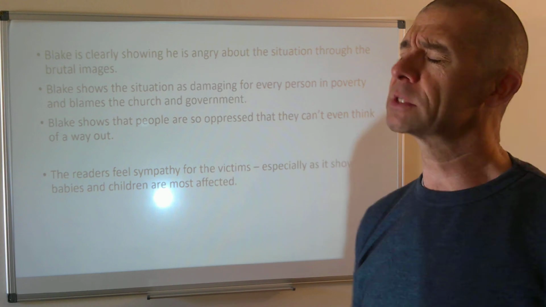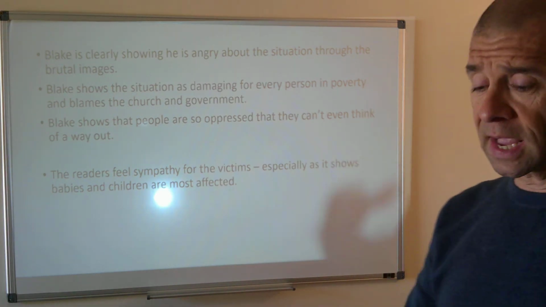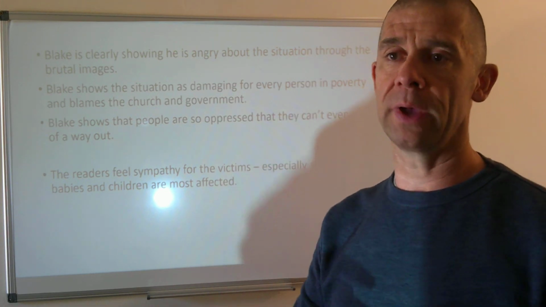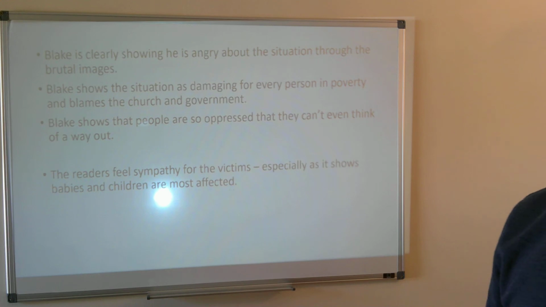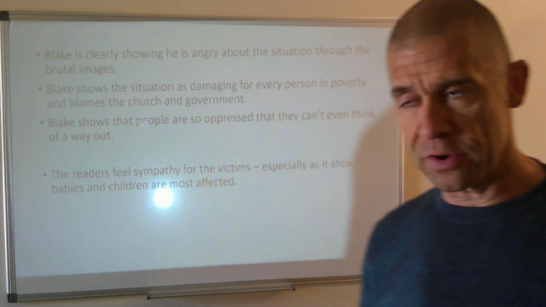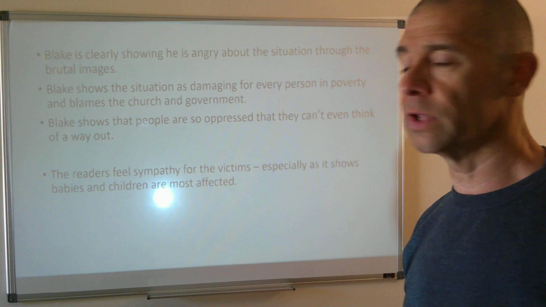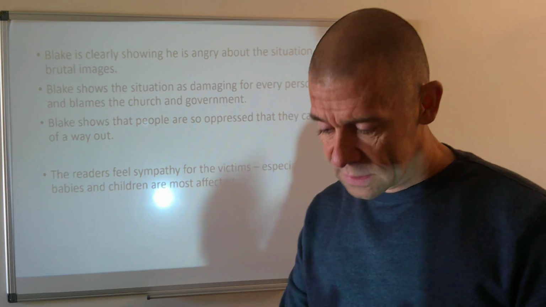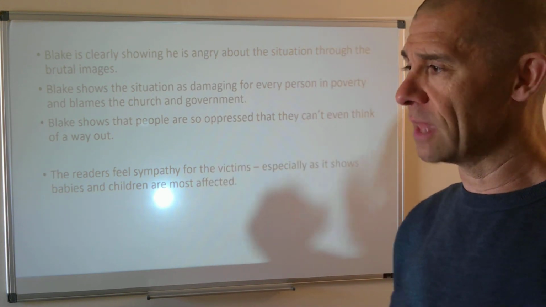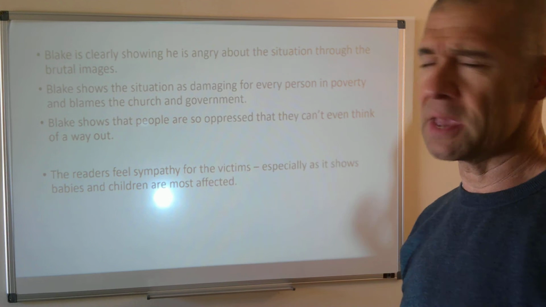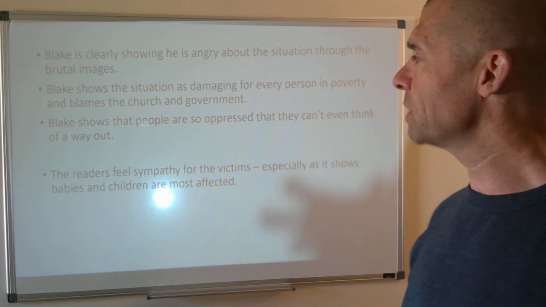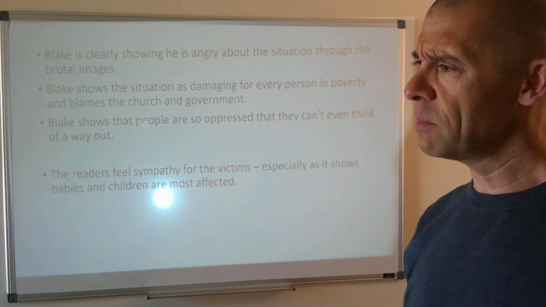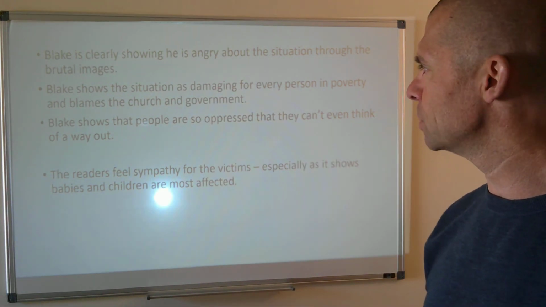So Blake in this poem is clearly showing his anger. He's angry about the situation that ordinary people are living in, and he shows that through his brutal imagery, through this emotive language. You know, crying children, everybody suffering, illness, disease. Blake shows the situation as being horrific and damaging for everybody. The repetition of "every" that we talked about shows that he believes no one escapes. And he shows that people are so oppressed that they can't even think of a way out. An incredibly powerful piece of poetry here.